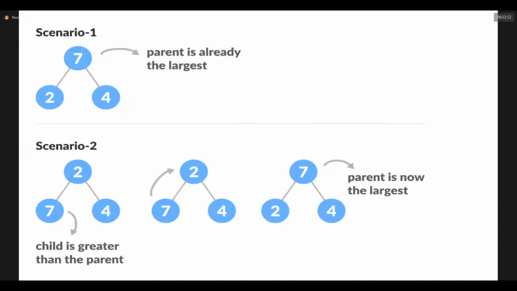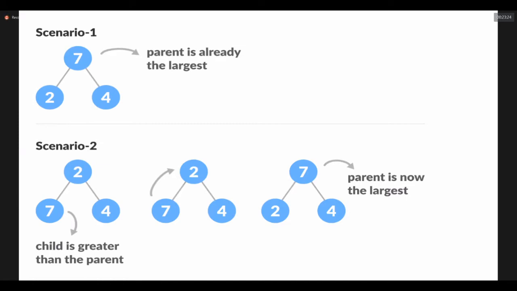See the example. First here, 7 is the root node. 2 is the left child of 7. 4 is the right child. Among the root, left child and right child, find out the largest value. What is the largest value? 7. So the root is the largest. So there is no swap. The parent is already the largest, that's why there is no swap.